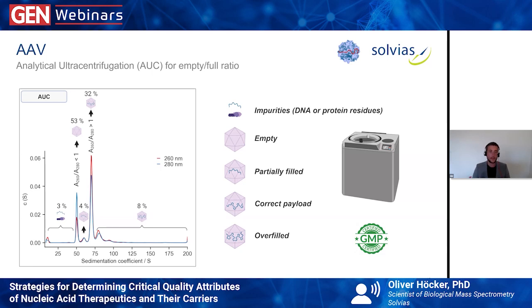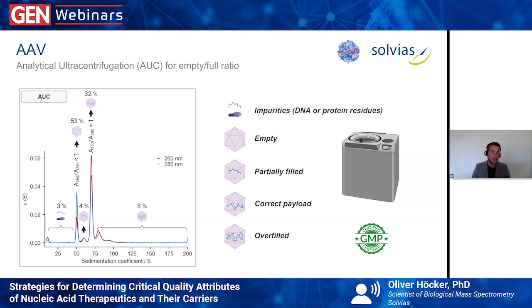In this cuvette, while it's rotating, particles of different mass sediment at different rates, and this can be measured by the optical detection. The ones that are correctly filled are represented by the large peak more or less in the middle, which is the highest proportion of our sample. On the left side, the second highest peak is the empty capsid, a capsid that has no filling inside. In between the two, the small peak is a partially filled capsid, so it has a payload.